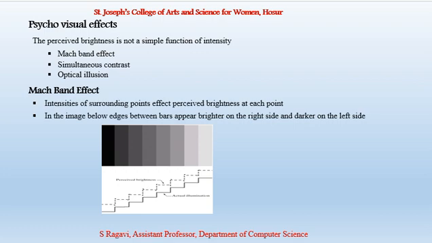Next, psychovisual effects. Intensity is not a function of perceived brightness. It also includes three other parameters such as Mach band effect, simultaneous contrast, and optical illusion. First, let us see the Mach band effect. In this, the intensities of surrounding points affect the perceived brightness at each point. As we see in the image given below, the intensities appear darker on the left side, and when it comes to the right it becomes brighter.